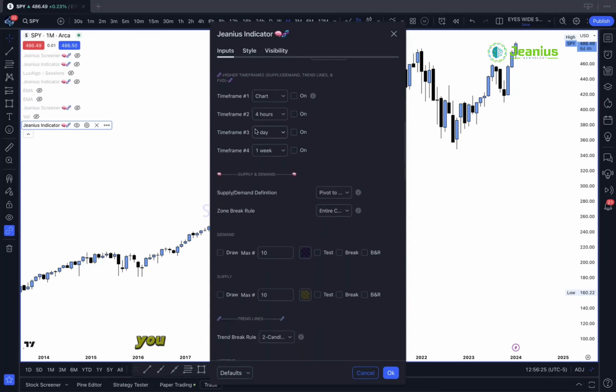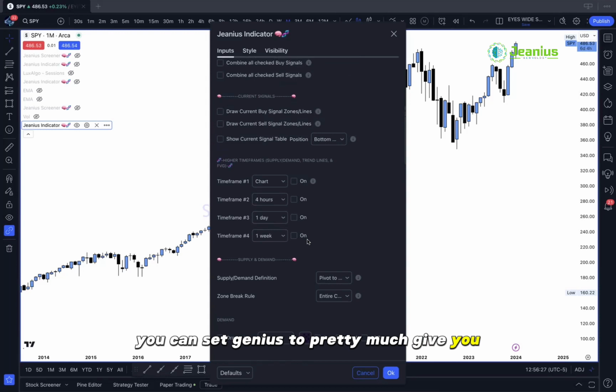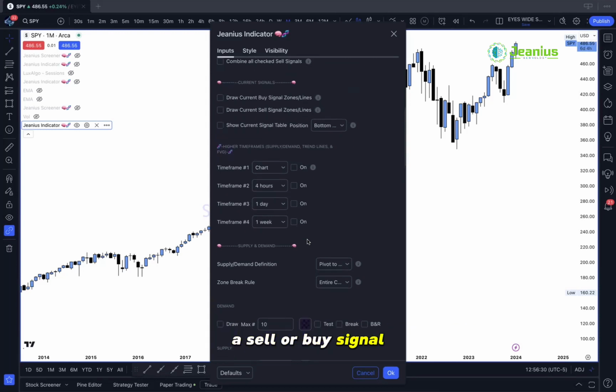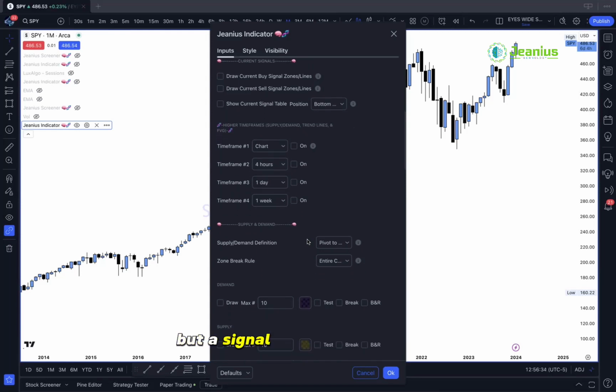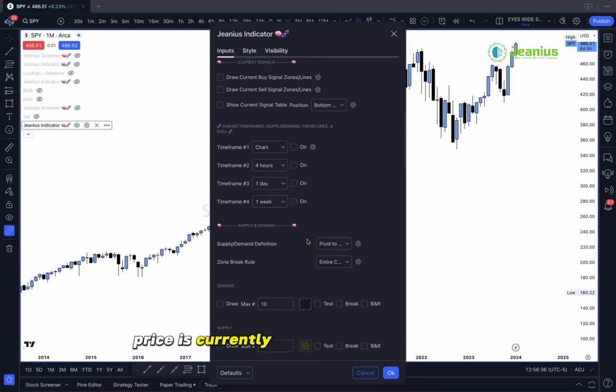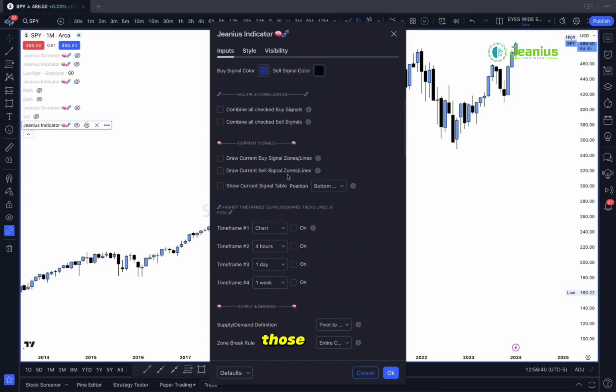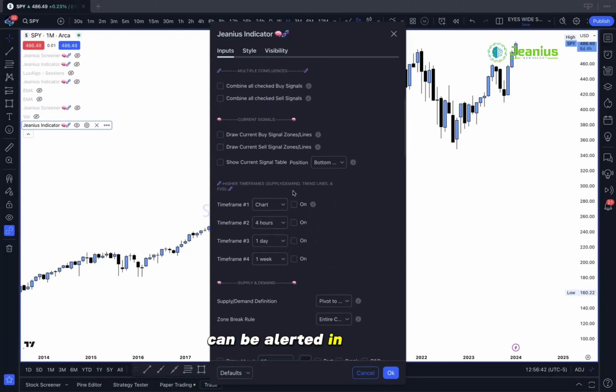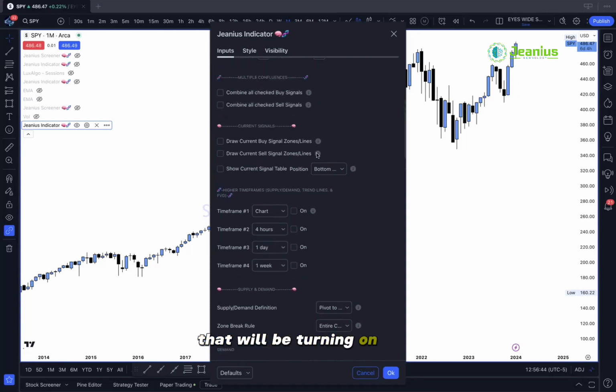So you can set Jeanius to pretty much give you a sell or buy signal, or not a sell or buy signal, but a signal to let you know that price is currently at a support or resistance or demand or supply or fair value gap. Those zones can be alerted in the box that will be turning on here.